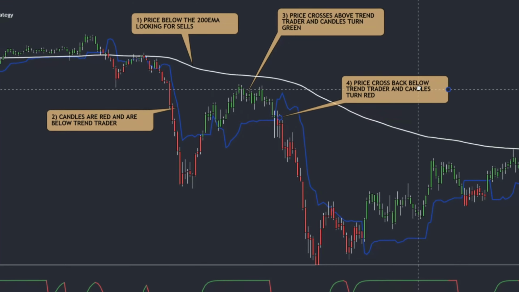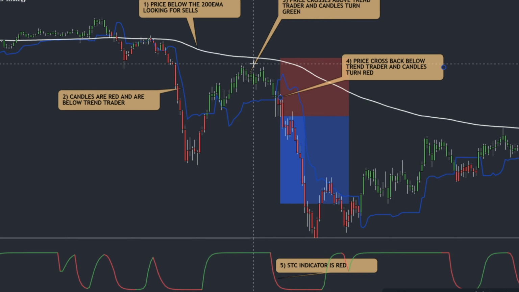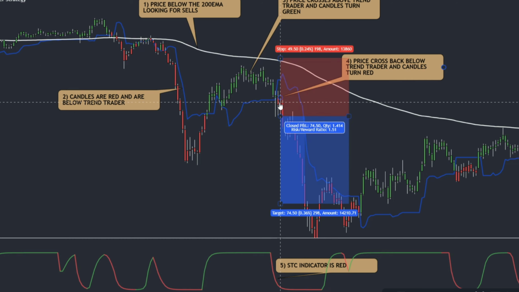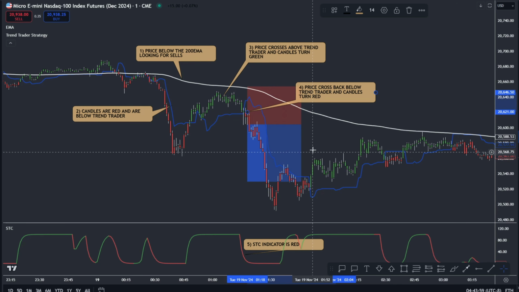Turn red again. And at that point in time, when we get that crossover, we take a look at the STC and it is red. So now we are clear to take this trade. So position, we go stop loss above the swing, entry on the candle that breaks, and go for 1.5-to-1. And this one is a TP sell example for you. So those are the rules of this strategy.